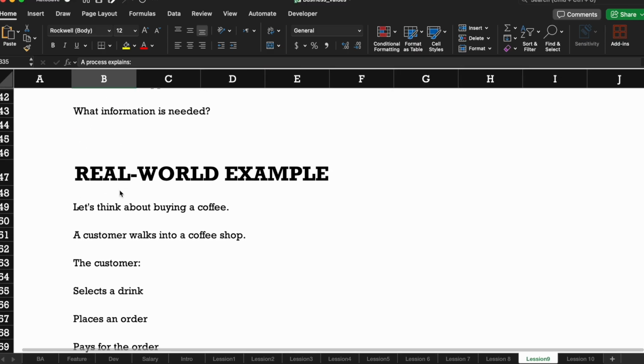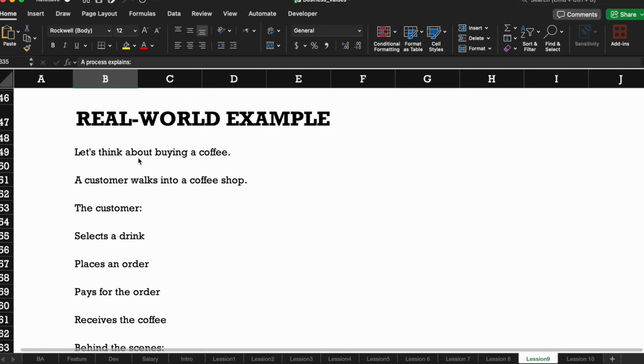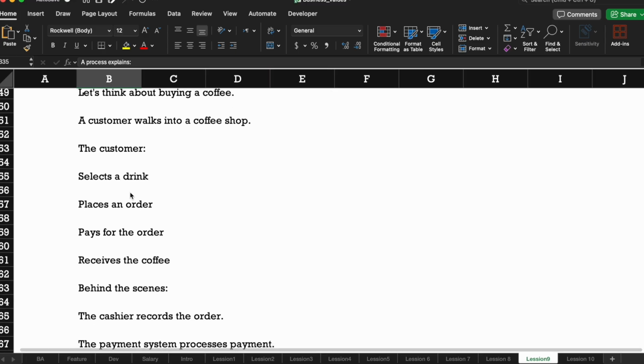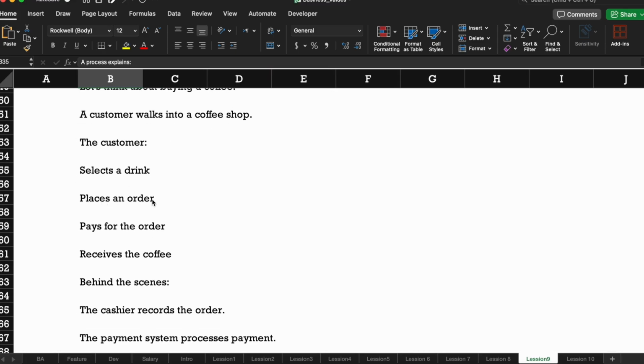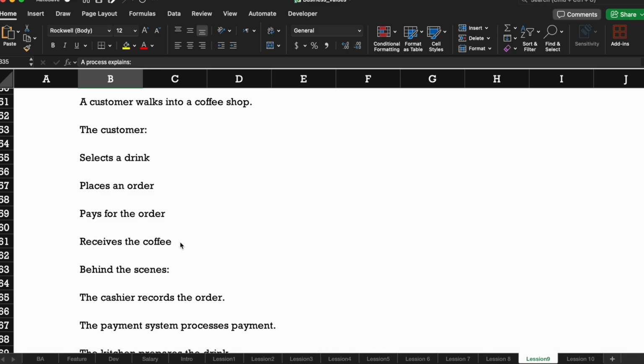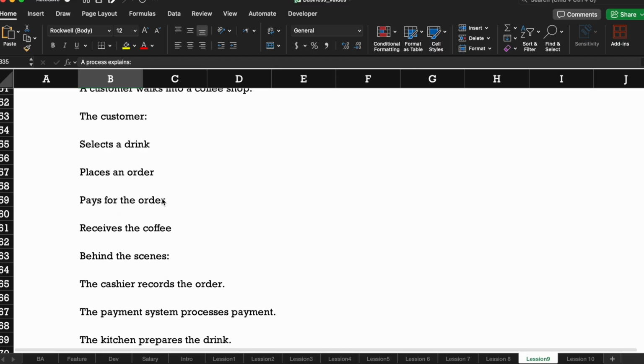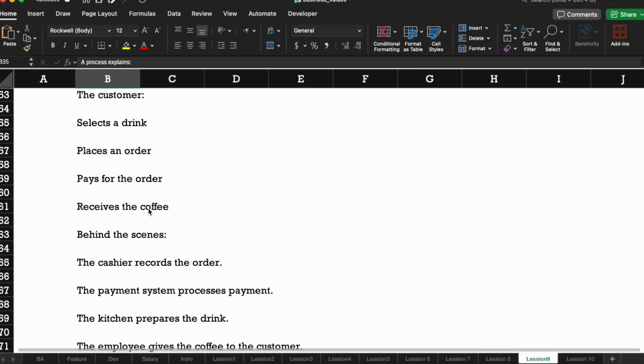Let's understand these questions through a real-world example. Let's think about buying a coffee. A customer walks into a coffee shop. The customer selects a drink, places an order, pays for the order, and receives the coffee, right? So you go to the counter, Tim Hortons or McDonald's, any favorite coffee shop. You ask for your favorite coffee, place an order, pay by debit, cash or credit card, and you receive the coffee, right?